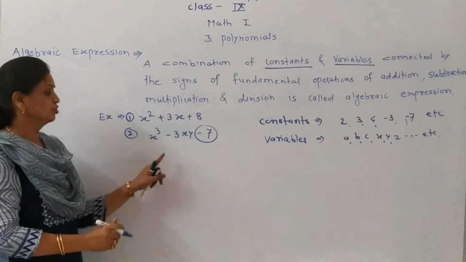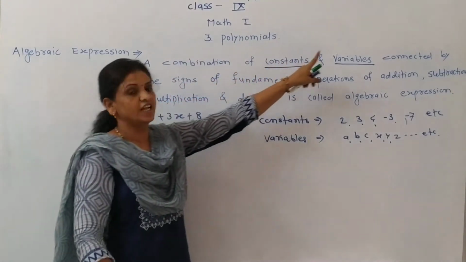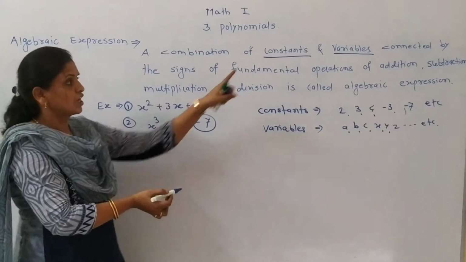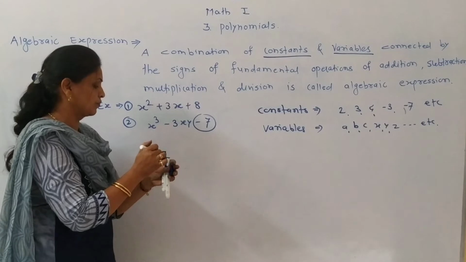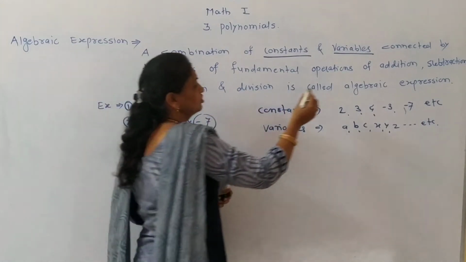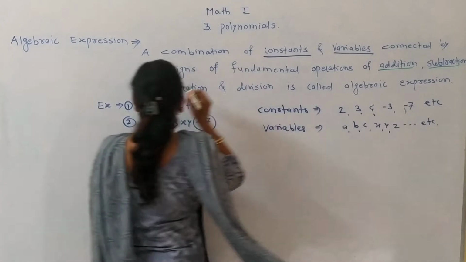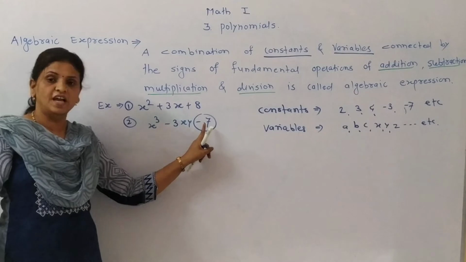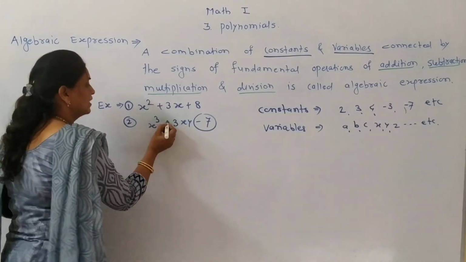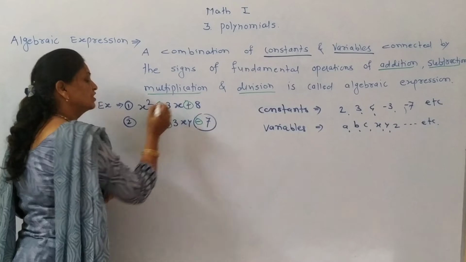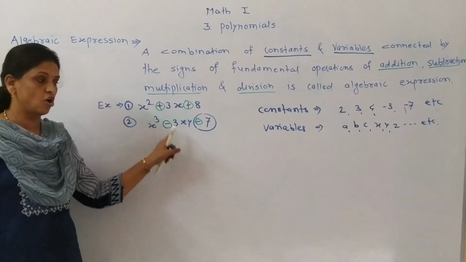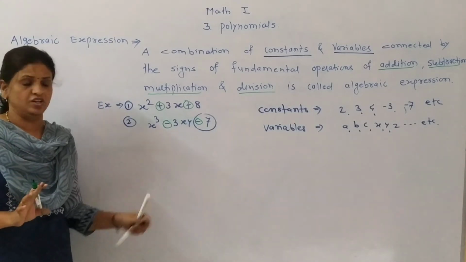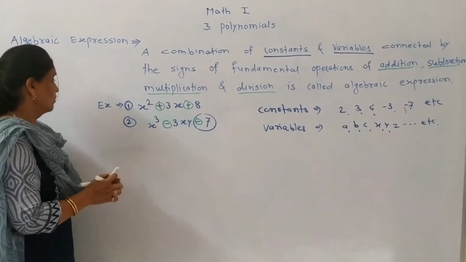So, a combination of constants and variables means a combination of constant numbers and variables connected by the signs of addition, subtraction, multiplication and division. In these equations, variables and constant numbers are connected by these signs. So, these equations are called algebraic expressions.